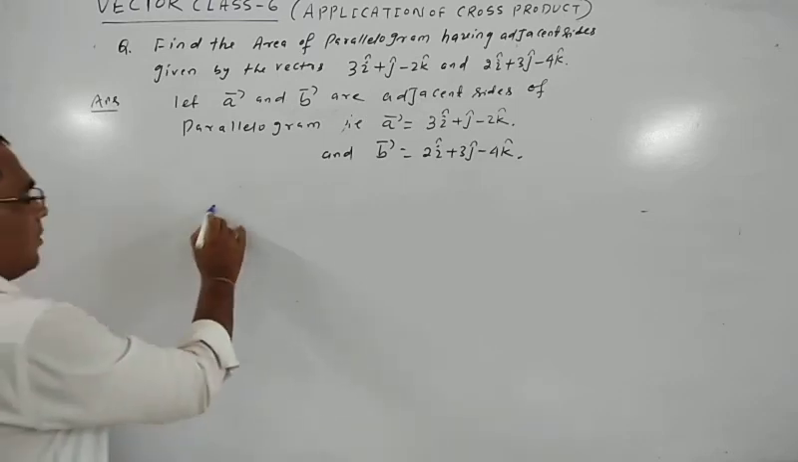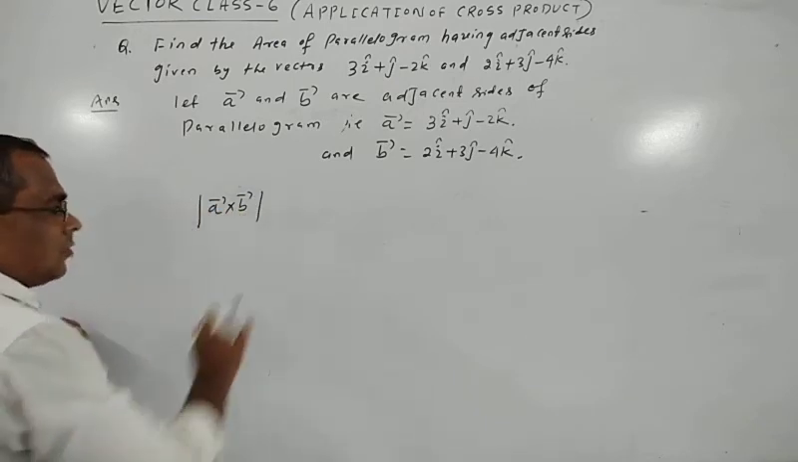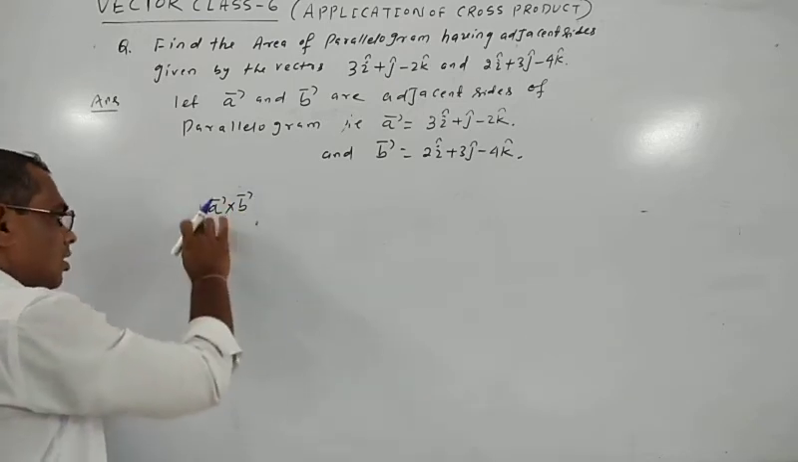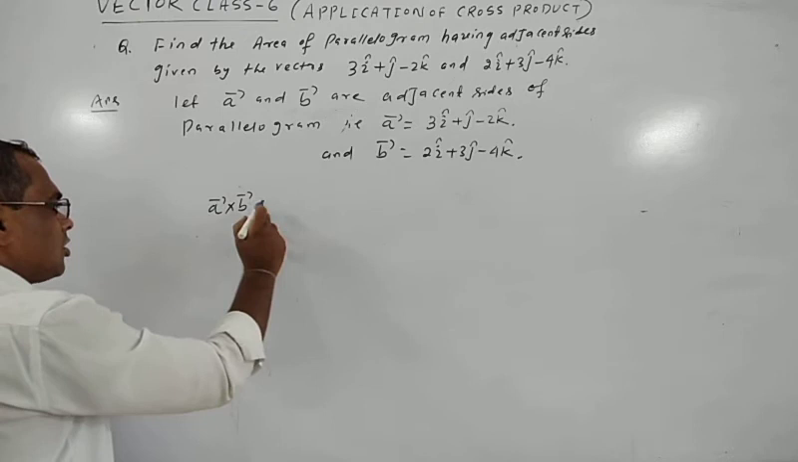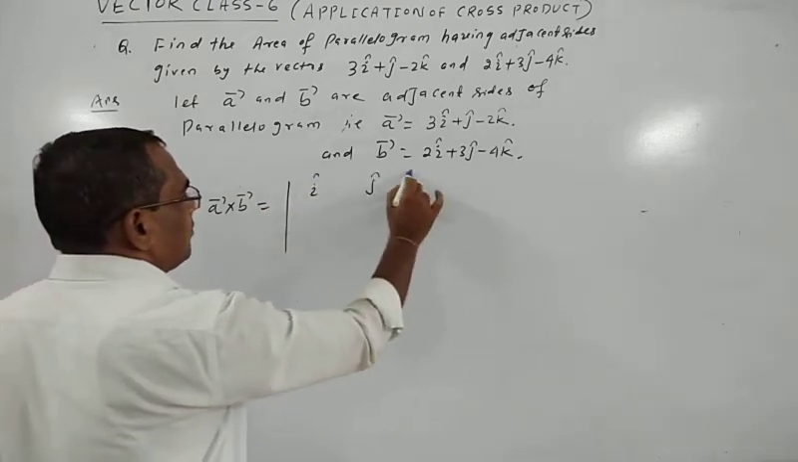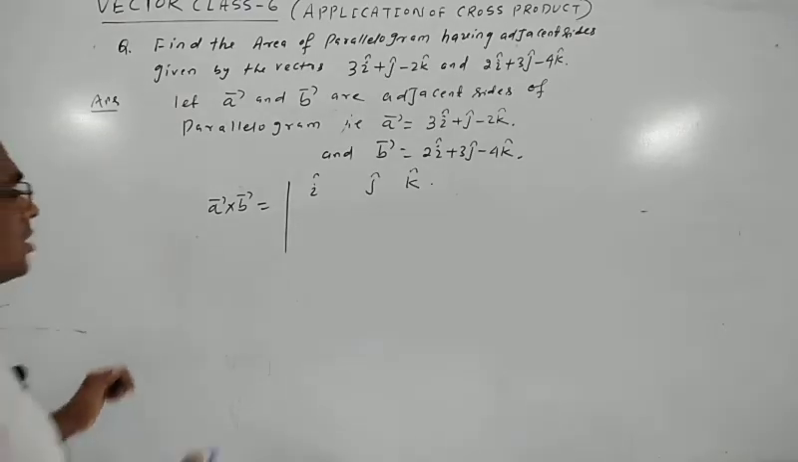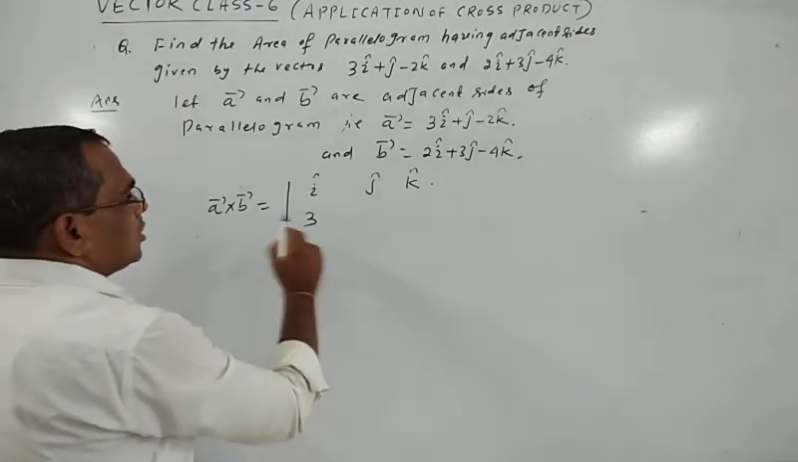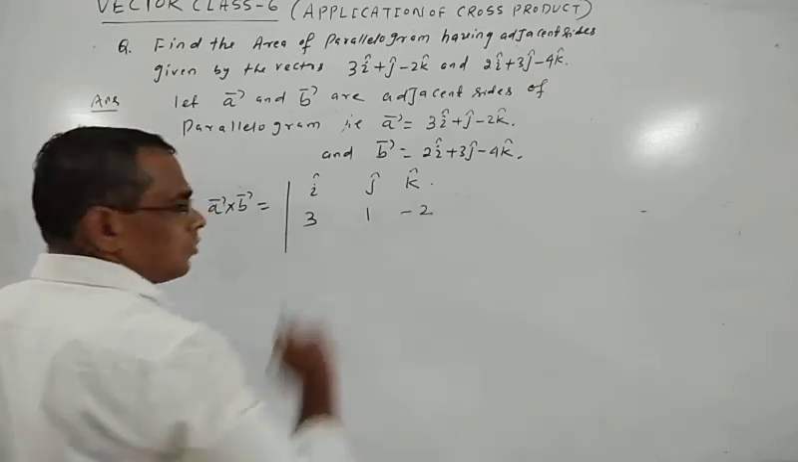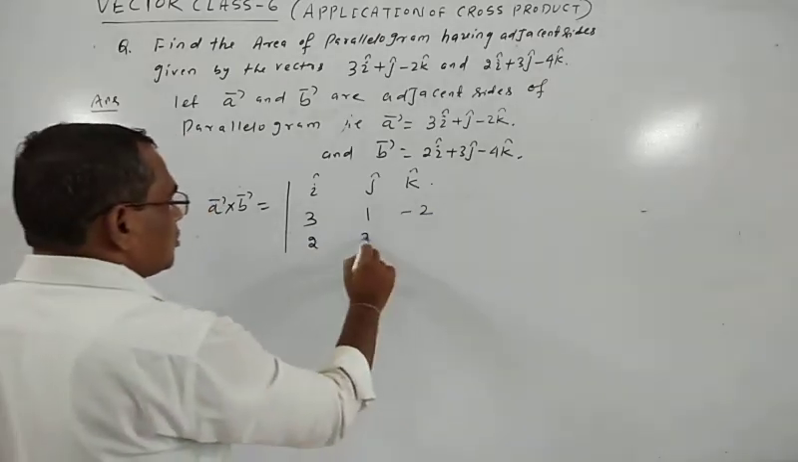Okay. So what is the magnitude of a cross b? First we find a cross b. Then a cross b is equal to the determinant of i cap, j cap, k cap. First we write the components of a vector in the second row, that is 3, 1, minus 2. Okay, then 2, 3, minus 4.